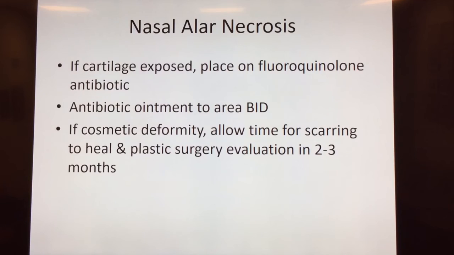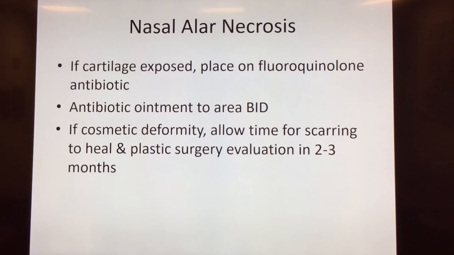For nasal alar necrosis, this is a dreaded complication. So if cartilage is exposed, you do need to place your patient on a fluoroquinolone antibiotic for cartilage penetration. Regardless, your patient does need to be on an antibiotic ointment to the area about twice a day, and that can continue for as long as it takes to heal. Usually that's about 7 or 10 days.